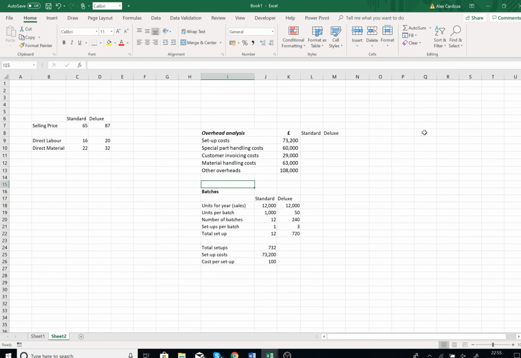100 costs per setup. 12 of those setups belong to standard. So we take 12 times 100. And then we take 720 times 100. And then you would see standard only has 1,200, whereas deluxe has 72,000.